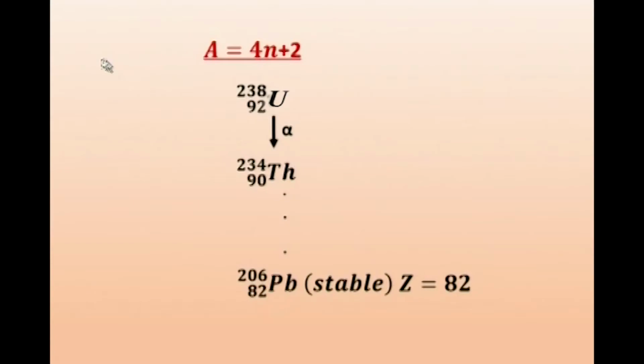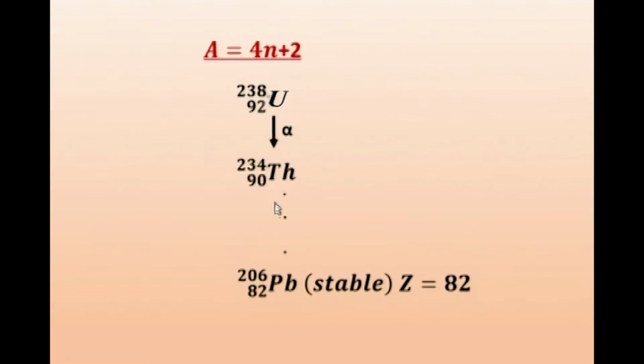Now, we will go to the 4n plus 2 series. As we said, n is an integer. Here all the mass numbers, if you divide by 4, will have remainder 2, for example 238. This is uranium 92-238, and it emits an alpha particle, and the daughter nucleus will be thorium 90-234. So, the mass number changes by 4 and the atomic number changes by 2 units, and again 234, if you divide by 4, I will be getting remainder 2.